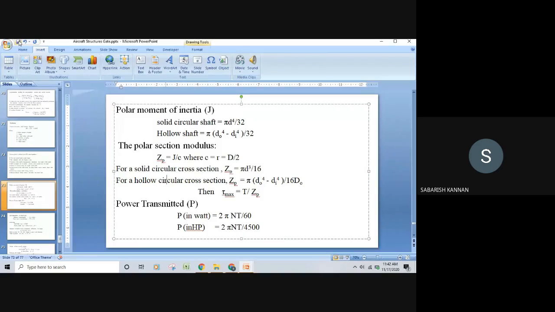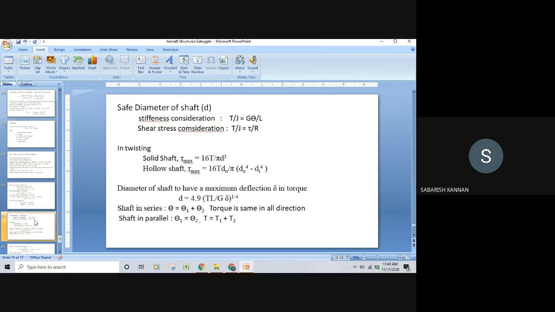Power given in watts is 2 pi N T divided by 60. N is the number of RPM, T is torque. The other values we know, they are constant values, right? And if the answer is in HP, we put this formula 2 pi N T divided by 4500. So this is the safe diameter of the shaft.